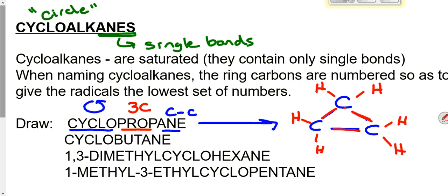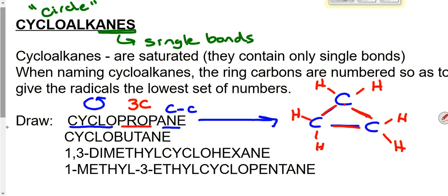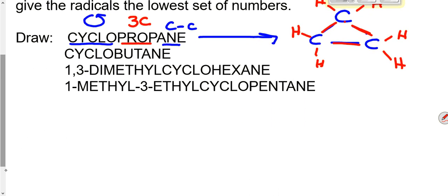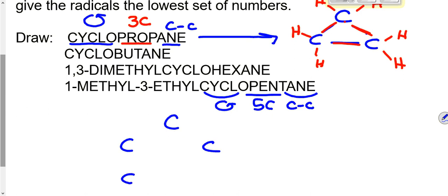I'm going to do one more of these with you and leave you the other two to try on your own. Let's pop down and do this big one at the bottom. We're going to start by breaking down the words. I know ane means single bonds. Pent tells me that we're going to have 5 carbons with single bonds, and the word cyclo means I'm going to put them in a ring. Let's start with that. Let's put 5 carbons in a ring. 1, 2, 3, 4, 5. I'm going to connect these 5 carbons with single bonds.